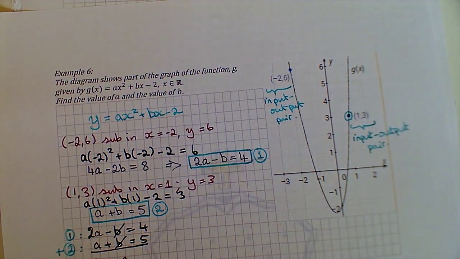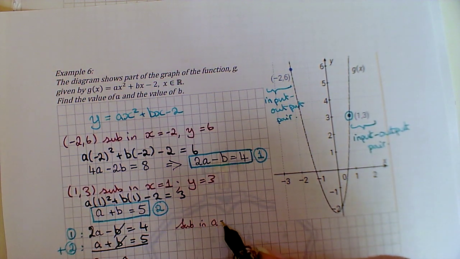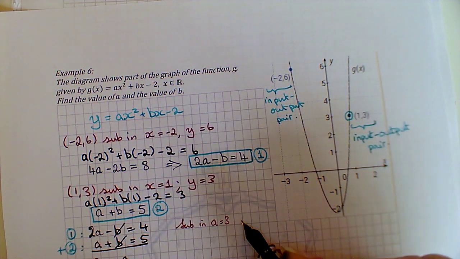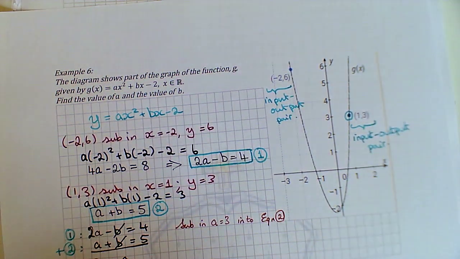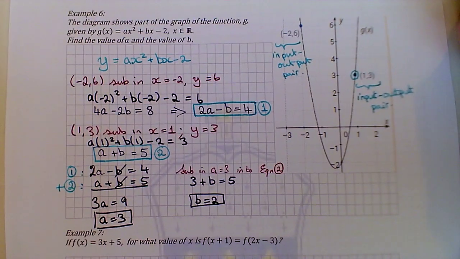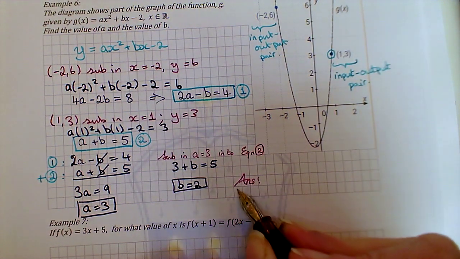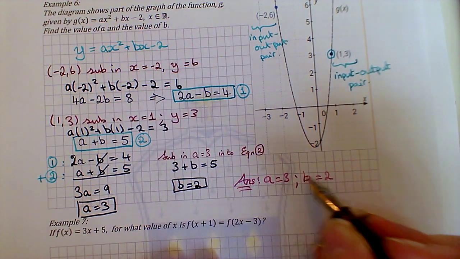Then I'll sub that back in. Sub in a equals 3 into equation 2. It's just a bit easier. It doesn't matter which one, of course. Into equation 2. And I'll get my b value then. 3 plus b is equal to 5, so b is equal to 2. And there we go. We have our answer. Sorry, that went off the screen a little bit. So my answer is that a is equal to 3 and b is equal to 2.